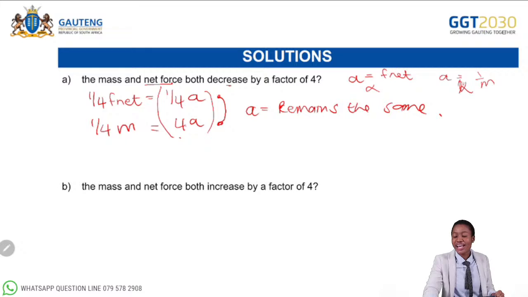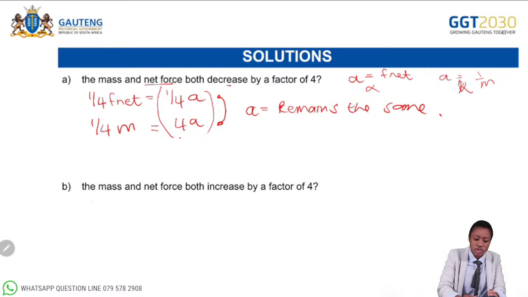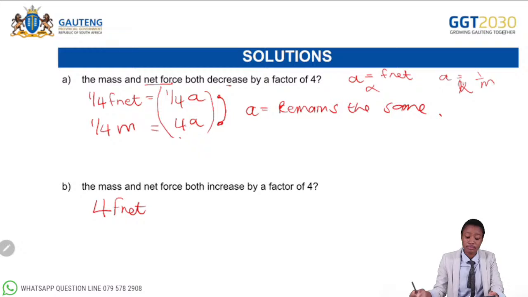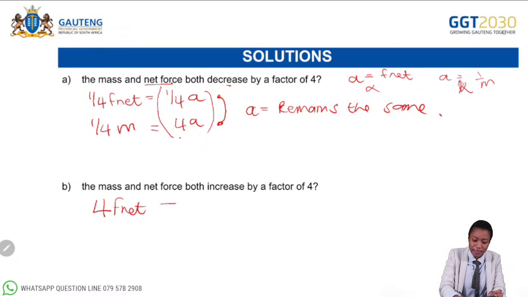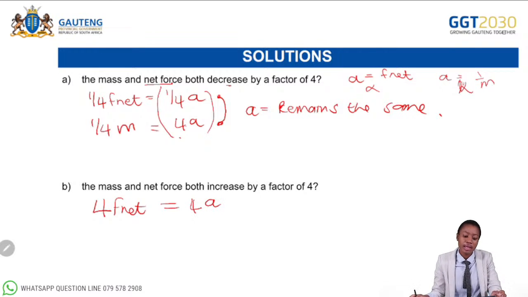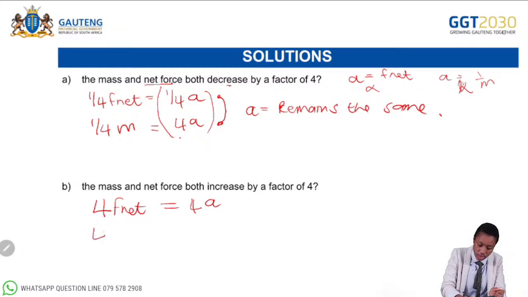Welcome back, grade 11s. I hope you were able to fix the other 3. So let us look at number B. What happens to acceleration if the mass and the net force both increase by a factor of 4? Let us first look at the net force. So we are increasing F net by a factor of 4, right? What happens to acceleration? It will increase by a factor of 4. And then we are increasing mass by a factor of 4.